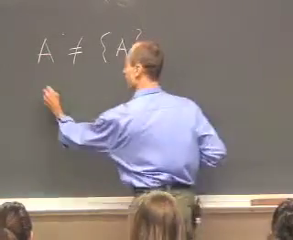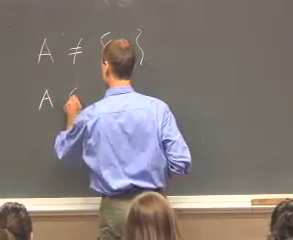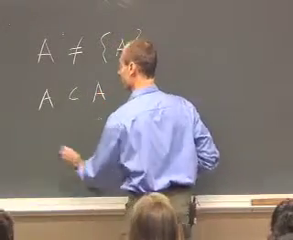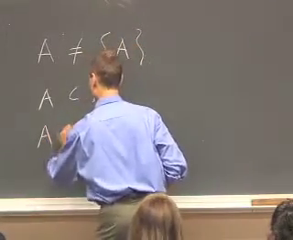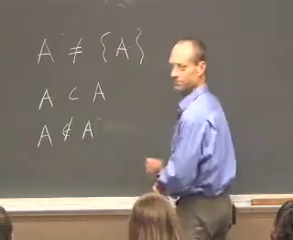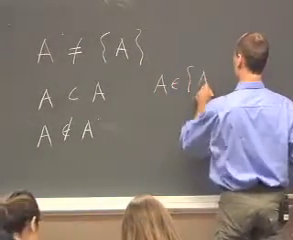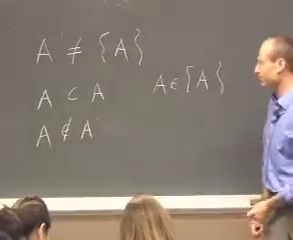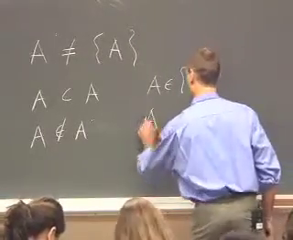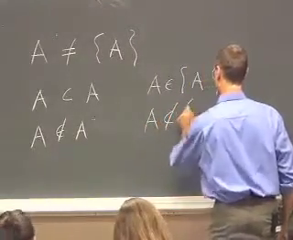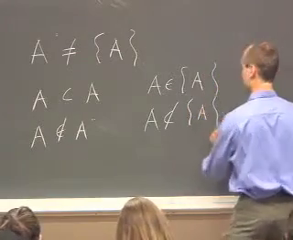Okay, so A is a subset of A. A is not an element of A. A is an element of the set that contains A. A is not a subset of the set that contains A.